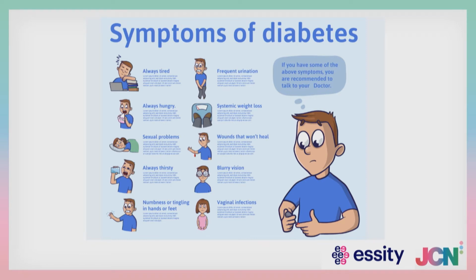People experience sexual problems, always feeling thirsty, drinking water and even at night. Numbness or tingling in the hands and feet. Constantly going to the toilet, frequent urination, even at night as well. Systemic weight loss, so that's a rapid weight loss. And wounds that just won't seem to heal or budge. Blurry vision and vaginal infection. So any of those factors, get a few of those, then it's important to seek help.